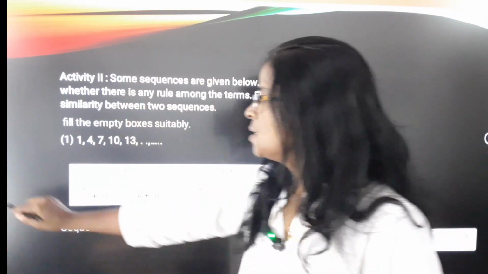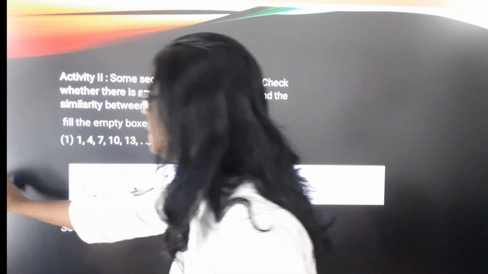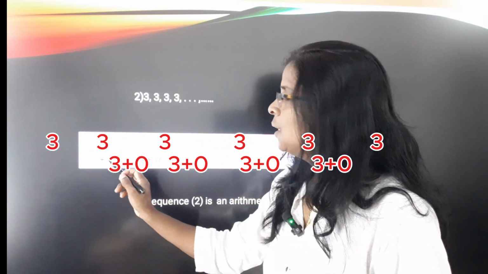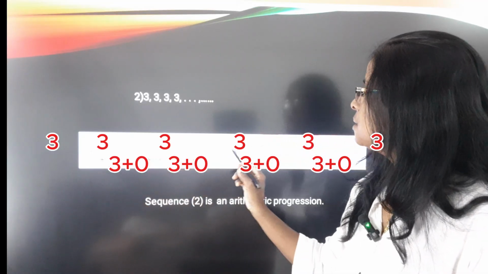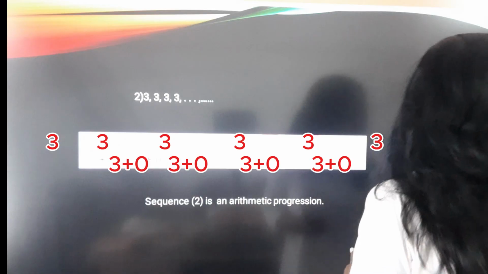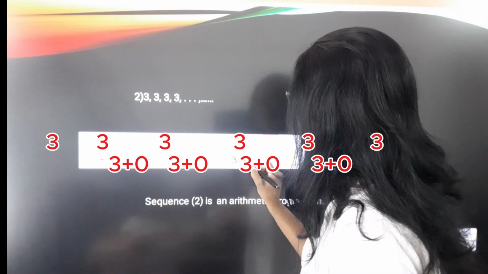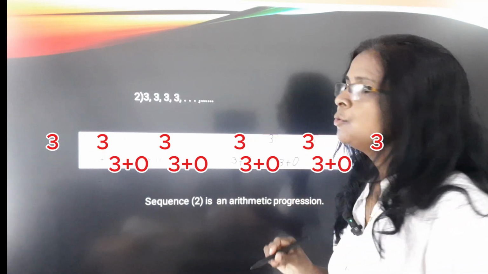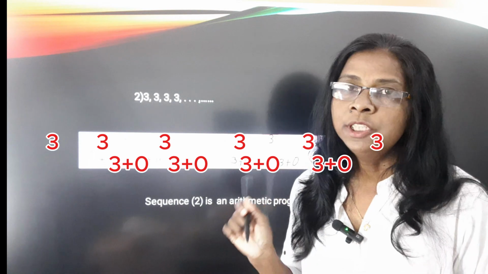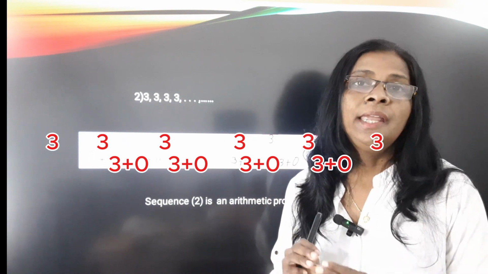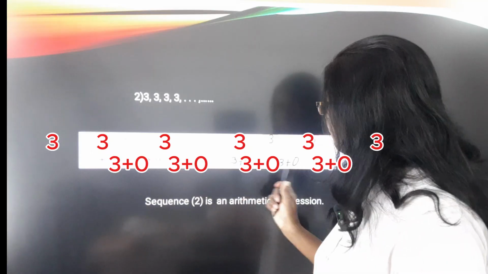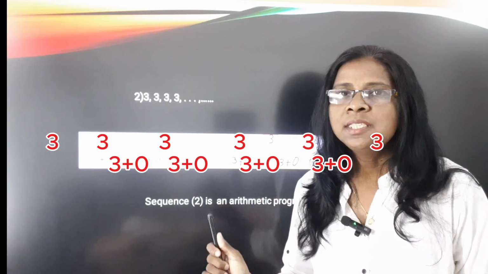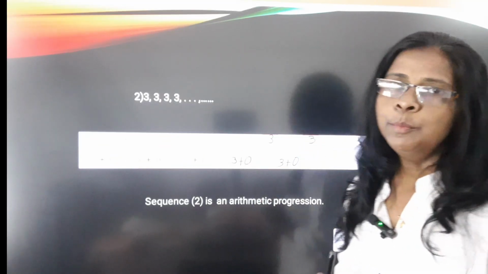Okay students, now let us see the next example: 3, 3, 3, 3. Now here if you add 0 each time, then you get the next number, students. So here also we can write 3 plus 0, getting 3, then 3 plus 0, getting 3. So this way we get the series of 3, and a definite number we have to add to the previous one, and then we get the next number. So this sequence is called an arithmetic progression, students.